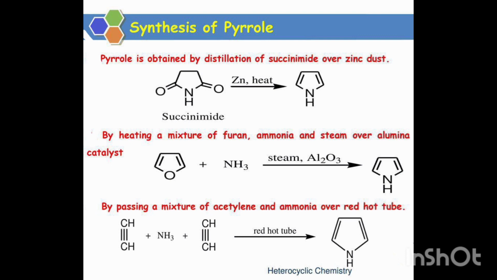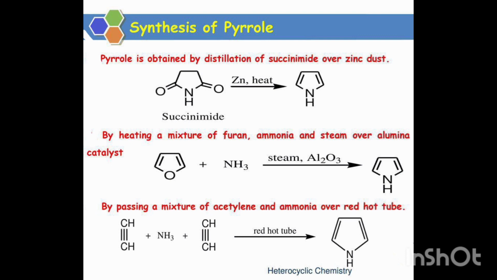How can we synthesize pyrrole? Pyrrole is a five-member ring with one heteroatom, that is nitrogen. So we have to identify suitable methods for synthesizing pyrrole. It can be obtained by distillation of succinimide over zinc dust. Here we are treating succinimide, that is CH2, CH2, CO, CO, NH, a five-member ring, with zinc dust and heating, which will provide pyrrole.